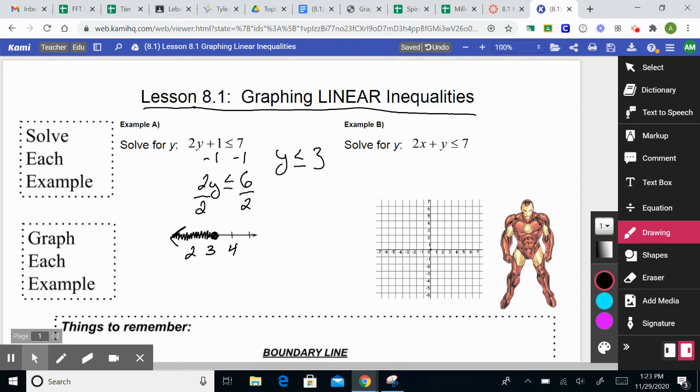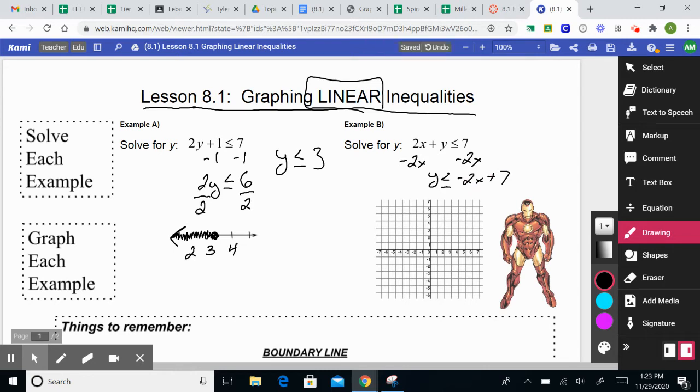Now, what happens if I have an inequality that has two variables? This is when I have linear inequalities. To do this, I'm going to solve it just like I would if I was going to graph a normal linear equation, a normal line. I'm going to solve for y. So to solve for y, I need to move the 2x to the other side. So we're going to subtract 2x. That's going to give me y is less than or equal to -2x plus 7.